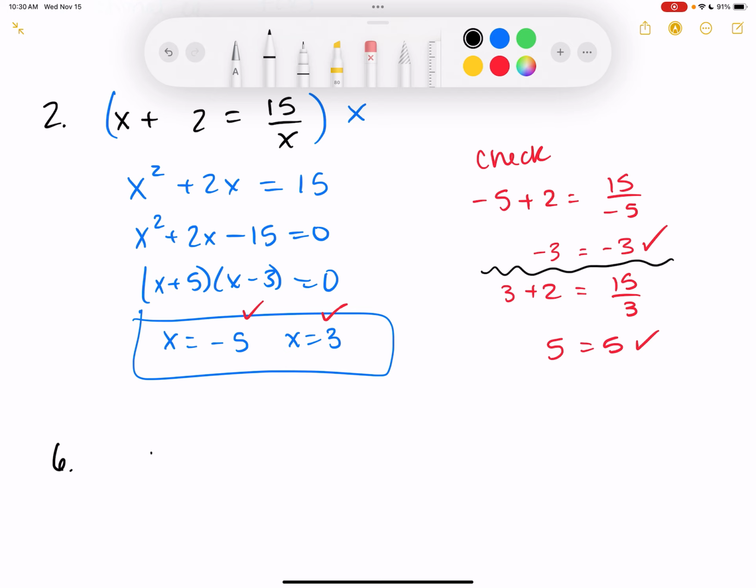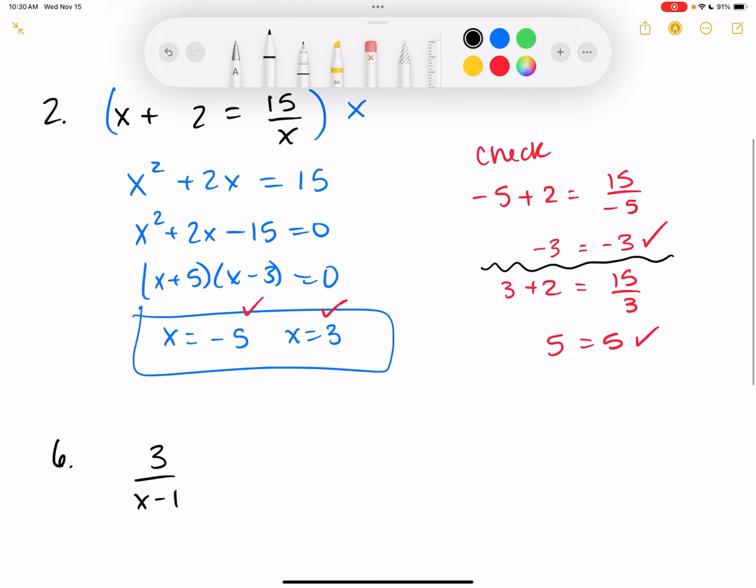All right, 3 divided by x minus 1 plus 2 divided by x equals 8. Now, I left room intentionally because we're going to be multiplying. So I need to get a common denominator on the left to be able to do stuff. So to do that, I'm going to multiply the first one by x over x and the second one by x minus 1 over x minus 1.